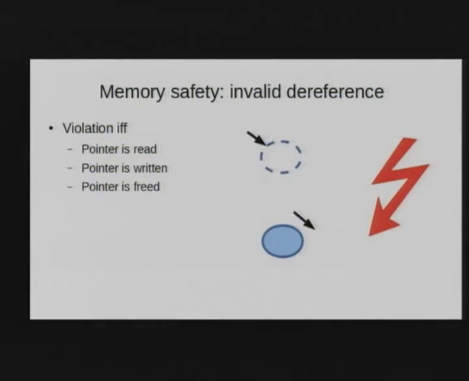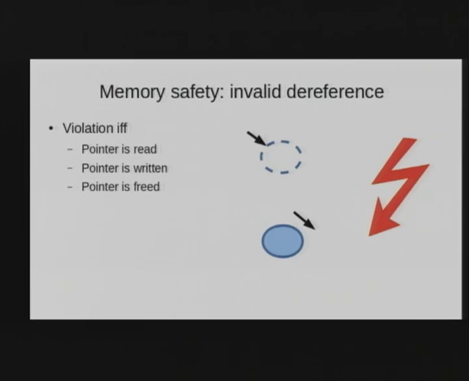It is only an actual violation if the actual invalid pointer is read, written, or freed again. So as long as the pointer just remains in the program and we are not using it, everything is safe, according to the C and C++ language semantics. But as soon as we dereference or use that pointer for some other computation, the memory corruption actually happens.